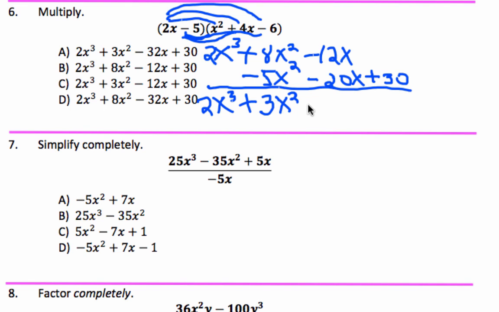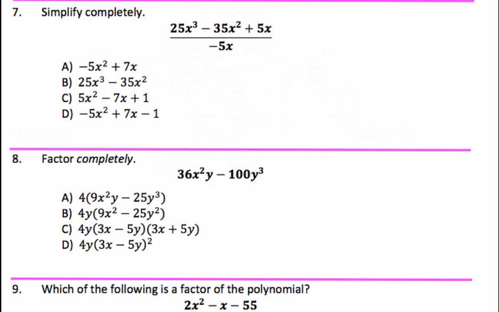Now minus 12x minus 20x, you have negative 32x in all, and then plus 30. And that's the final answer: 2x cubed plus 3x squared minus 32x plus 30.